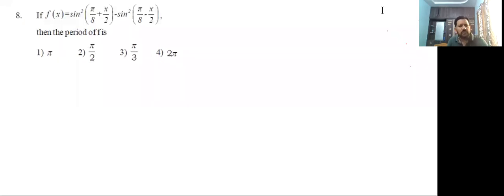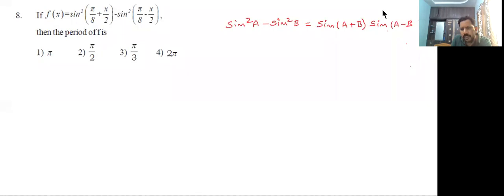Eighth question. If f of x is equal to sine square pi by 8 plus x by 2 minus sine square pi by 8 minus x by 2. So that is in the form of sine square a minus sine square b. What is the formula, students? Sine of a plus b into sine of a minus b. And one more formula: cos square a minus sine square b is cos of a plus b into cos of a minus b. Remember these two formulas, very, very important.